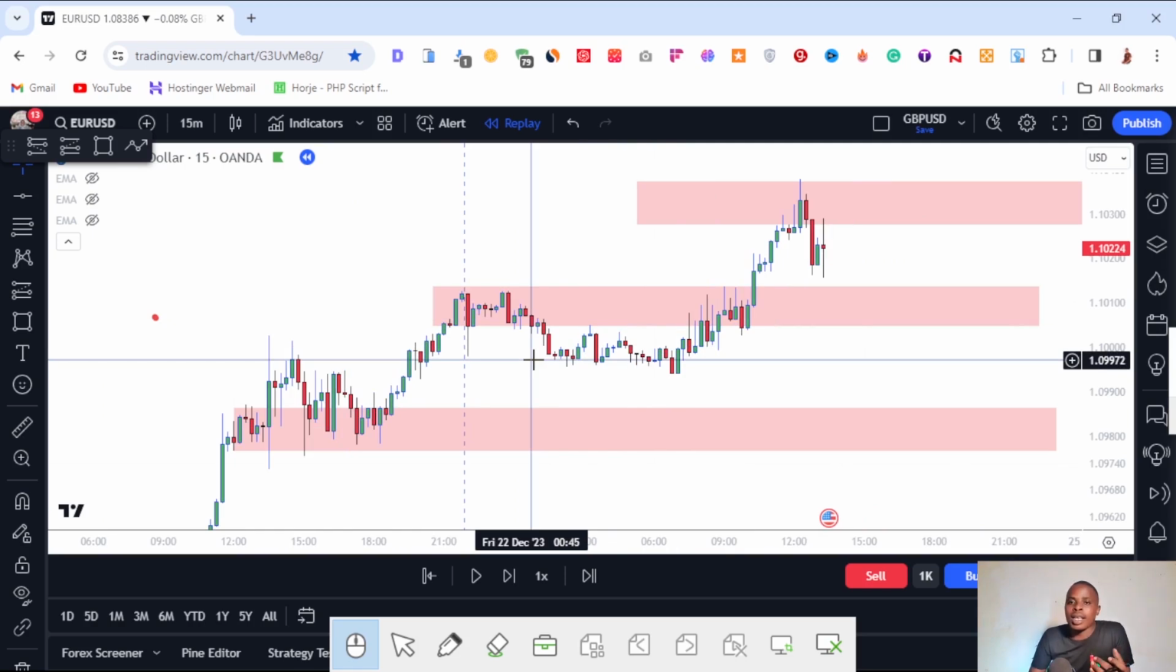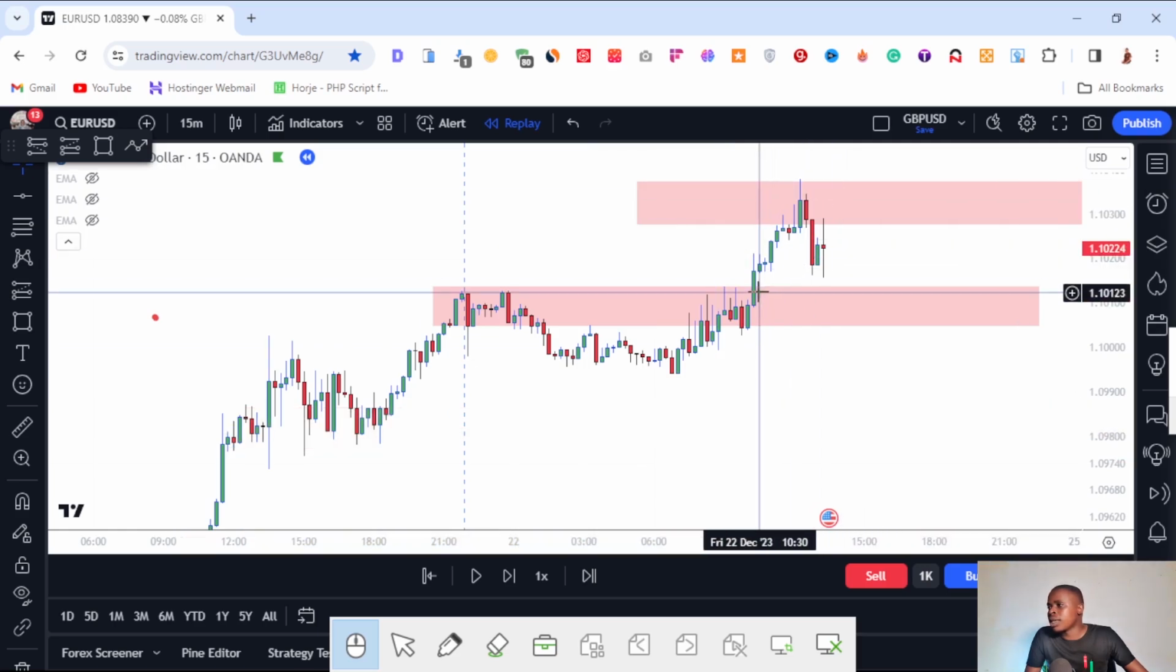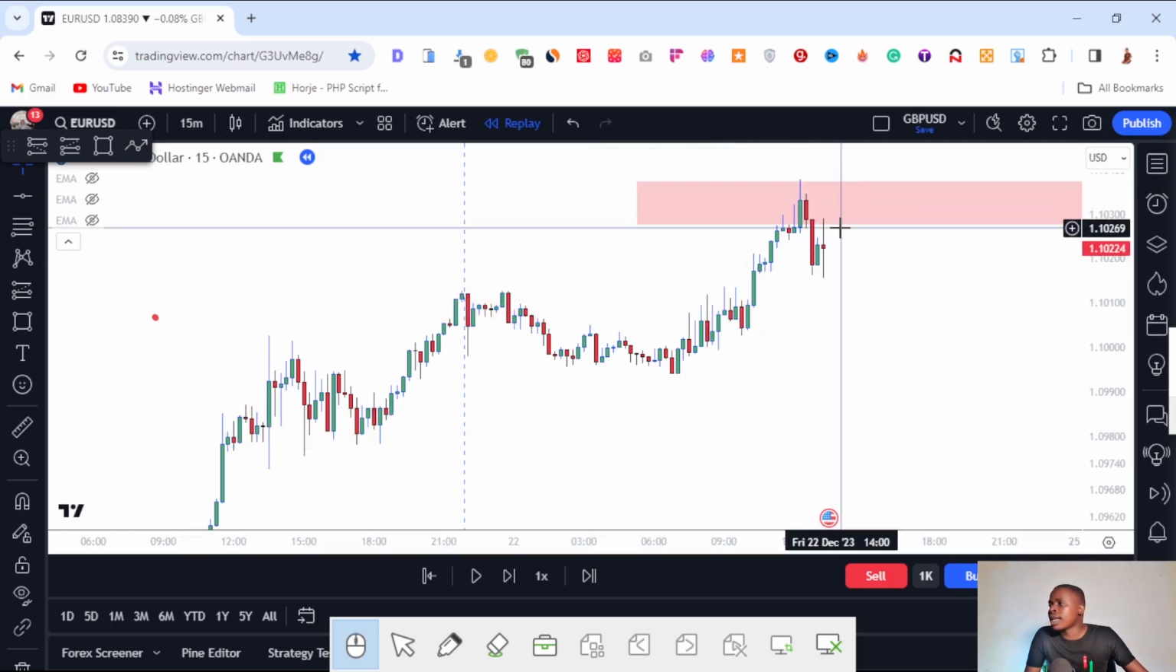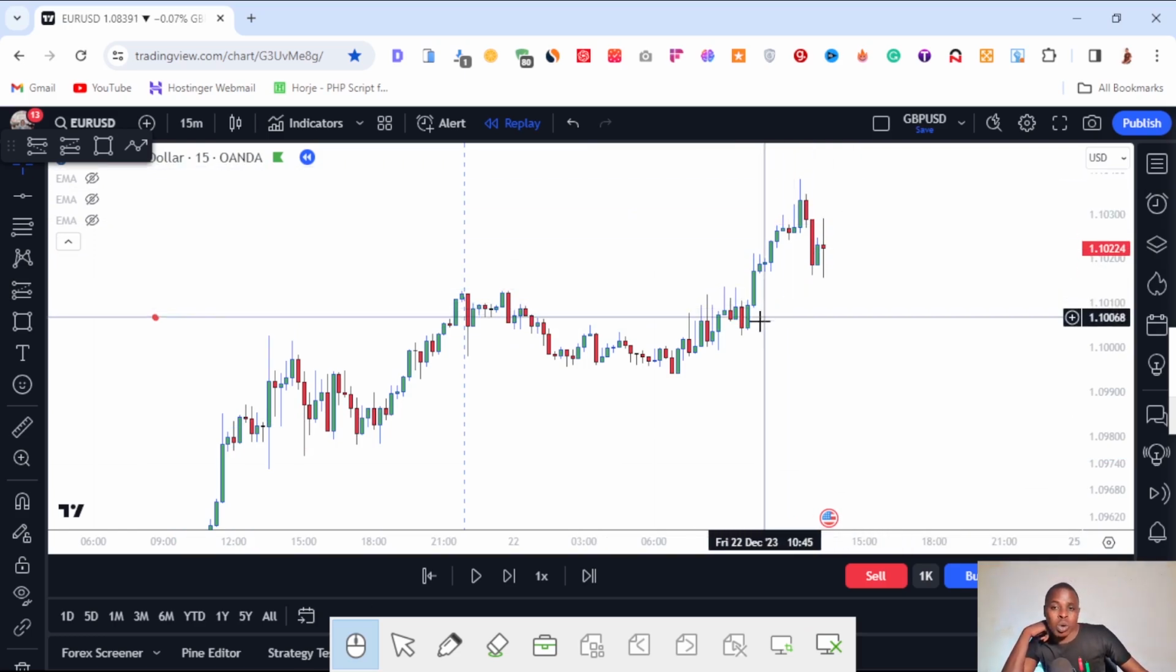In other words, you can call them support and resistance zones, but these are the zones that help you to place your trades. Now, there's another way of identifying where the market is likely to reverse. So optimum trading zones is simply a zone where the market is likely to reverse. The other way of doing this is using what is called a Fibonacci tool.